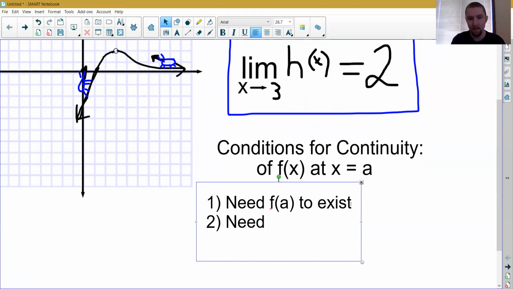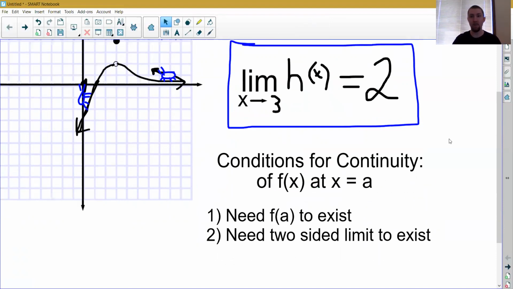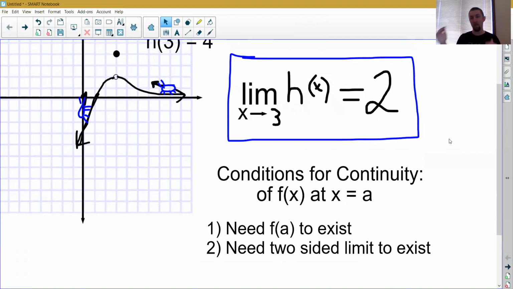Number 2, we need the two-sided limit to exist, okay? So we need the two-sided limit to exist, which means we need both sides, coming from the positive towards that x value, coming from the negative towards that x value, we need those to be the same, okay? No jumps allowed in our piecewise functions, okay? Remember we looked at some of those where one bug thought they were gonna get up here and the other bug thought they were gonna get here.